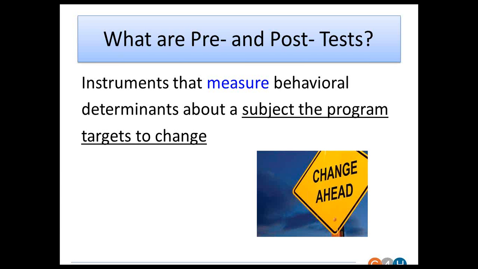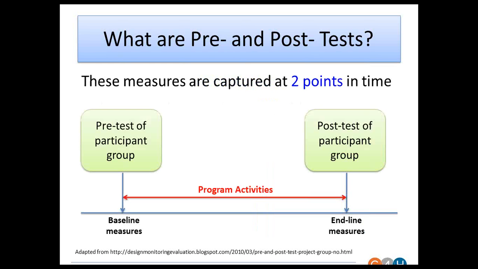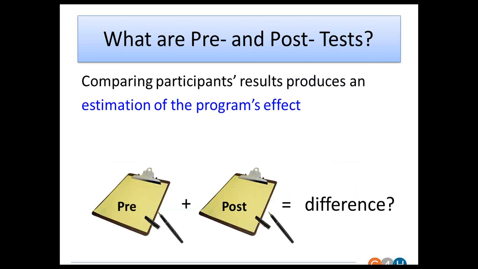Pre and post tests are scored just like traditional tests, but the difference is that these scores are not given to the people who take the tests. Instead, they are examined and compared in order to give program staff an idea about how well the program is going. So pre and post tests are measurements that are taken at 2 points in time. Before the program, this is known as the pre-test, and after the program, this is known as the post-test.